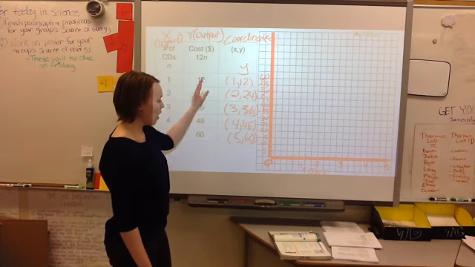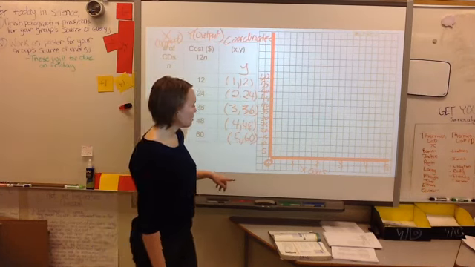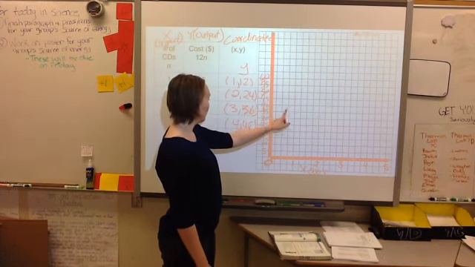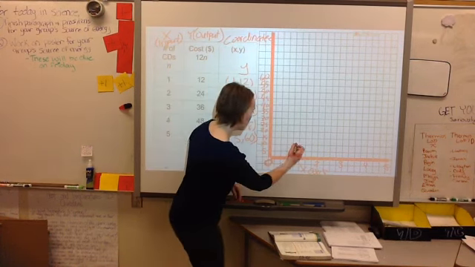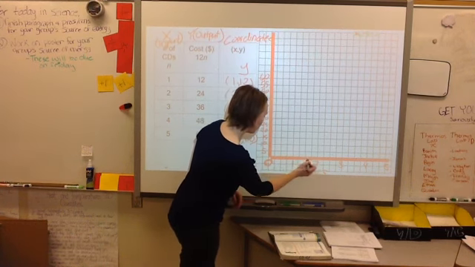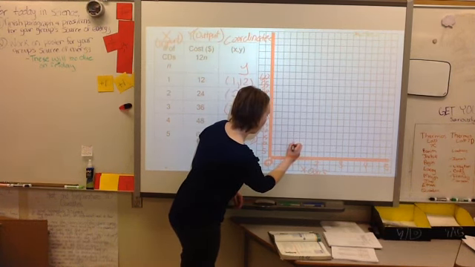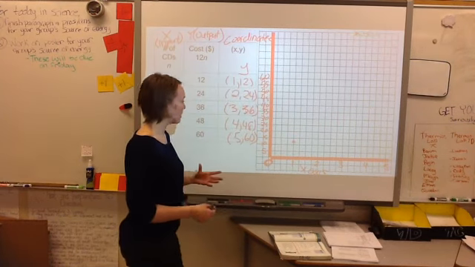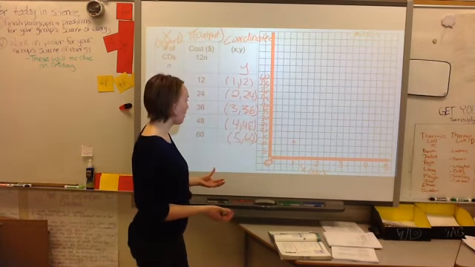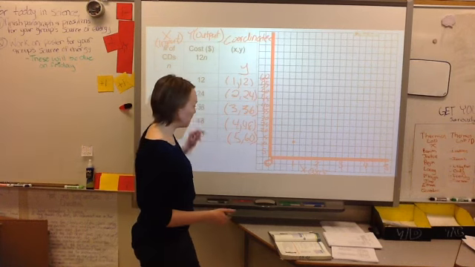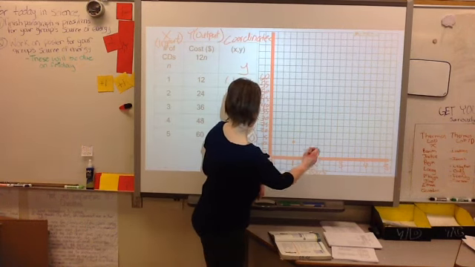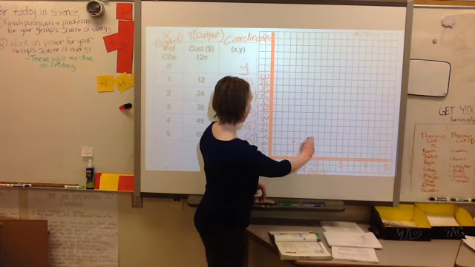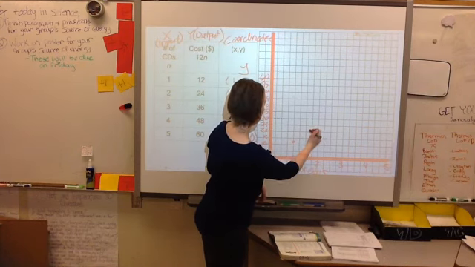So now we would plot our coordinates. We would go to the x-axis first and go to 1, and then all the way up to 12. So we would put a point about at 12. And it's okay if it's not completely perfect, because there is error in graphs. The next one would be (2, 24). So we would find our x value, which is 2, and go all the way up to our y value, which is 24.